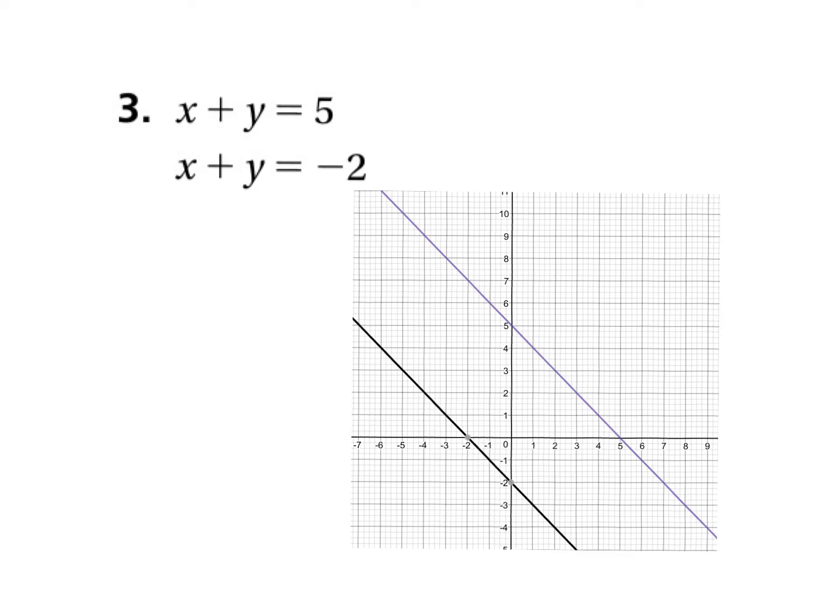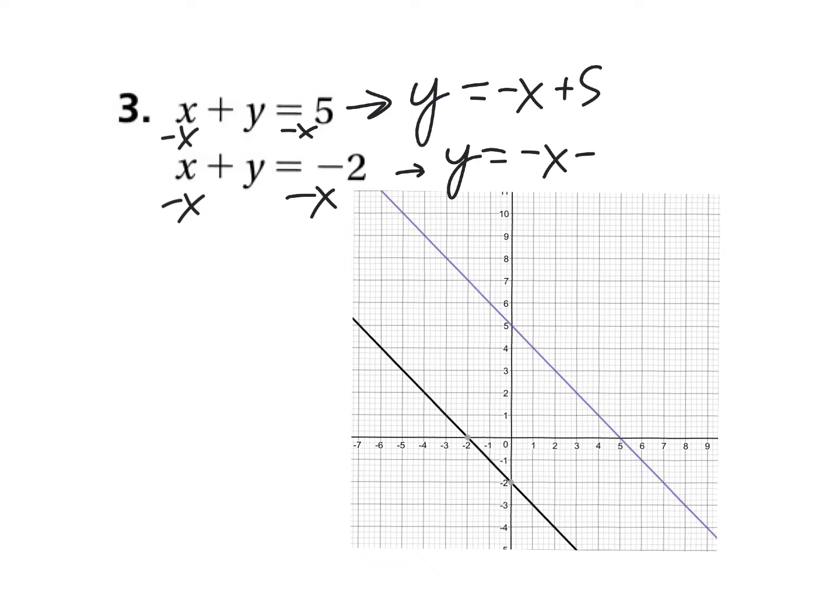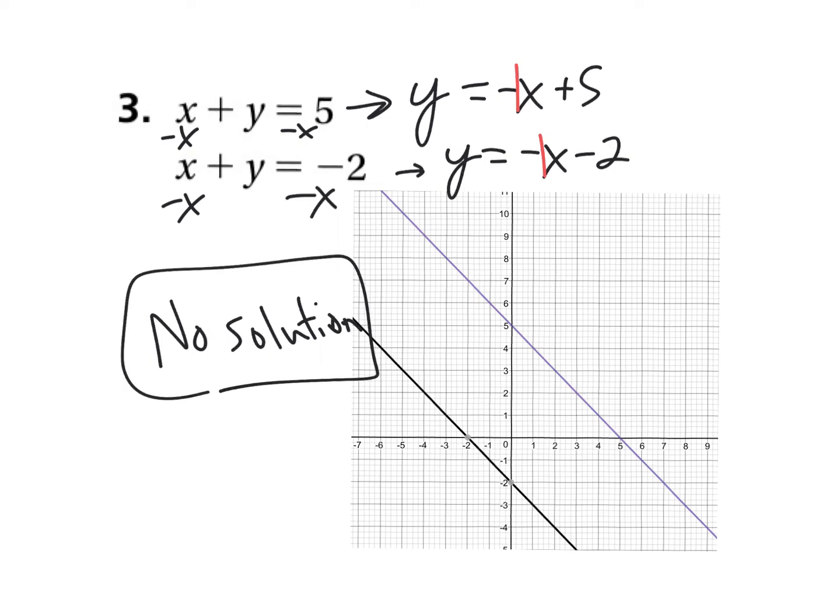For number 3, if we were going to graph these, first we would want to solve them for y. So if you subtract x on this first one, you get -x plus 5. Same thing on the second one, you get -x minus 2. And when you graph those, you may notice this already, they have the same slope, but they have different y-intercepts. So these are going to be parallel, which means this has no solution. They don't have any solution that works for both of them. They don't intersect at all.